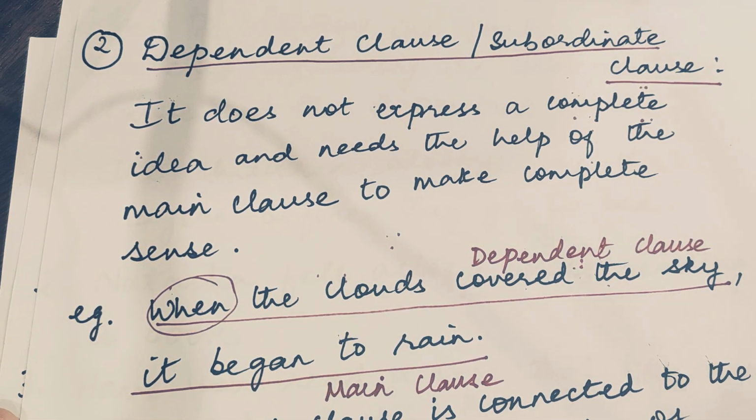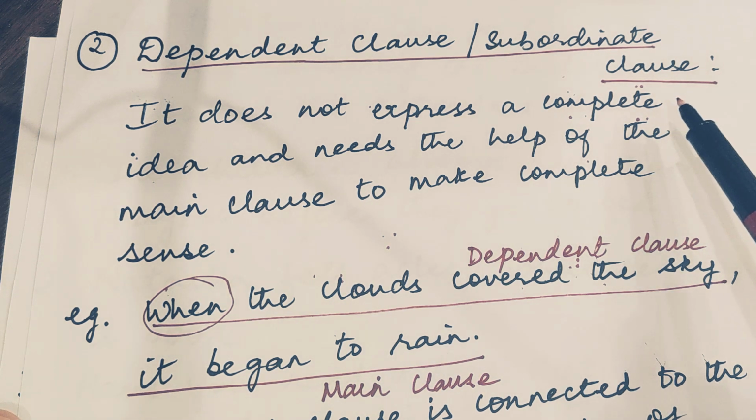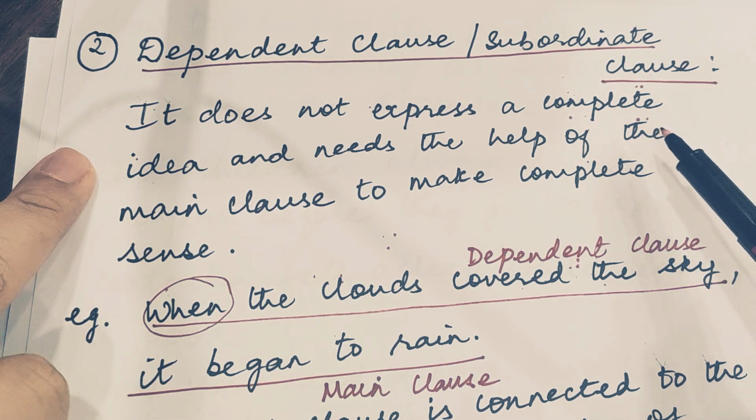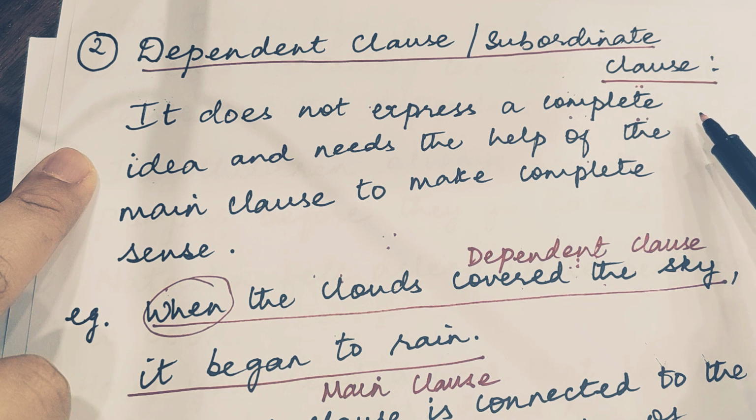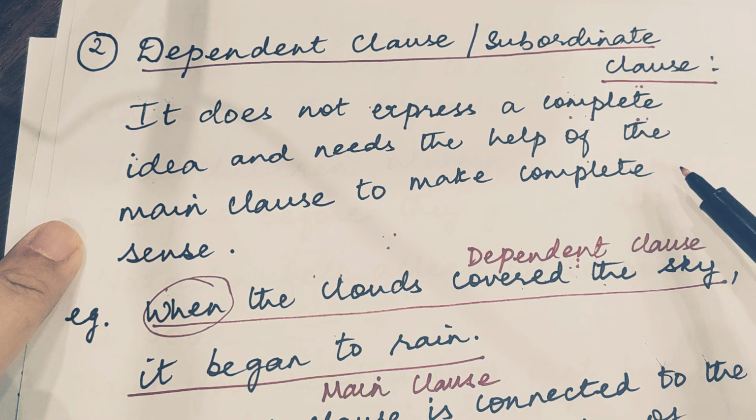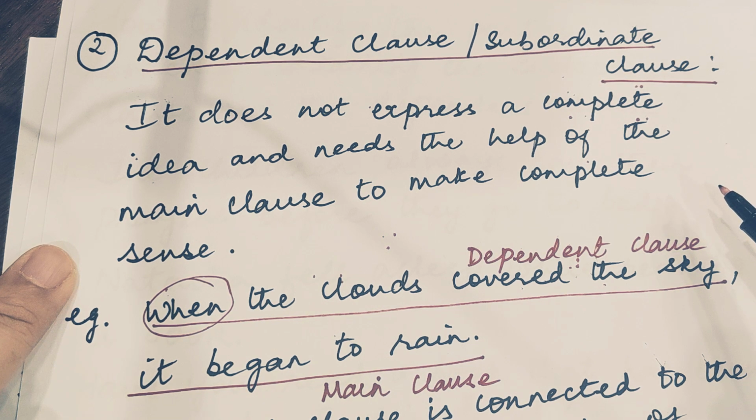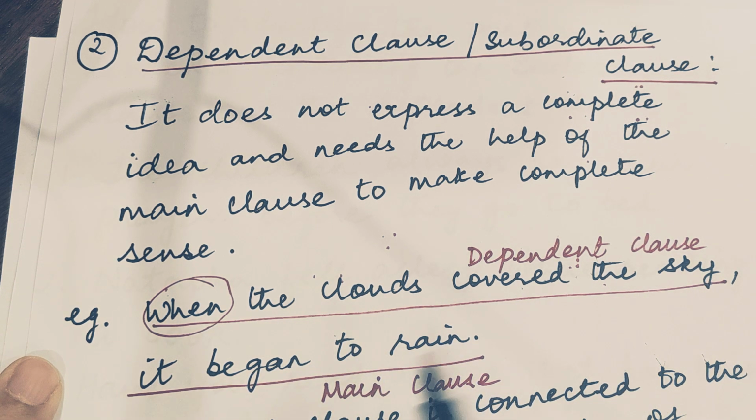Now, let me explain about dependent clause or subordinate clause. A dependent clause does not express a complete idea and it needs the help of the main clause to make a complete sense. Let us look at the example. When the clouds covered the sky, it began to rain. Now when you look at the first part of the sentence, when the clouds covered the sky, does it make complete sense? You get a feeling that the sentence is incomplete, isn't it? So it needs the help of the main clause so that it makes sense.